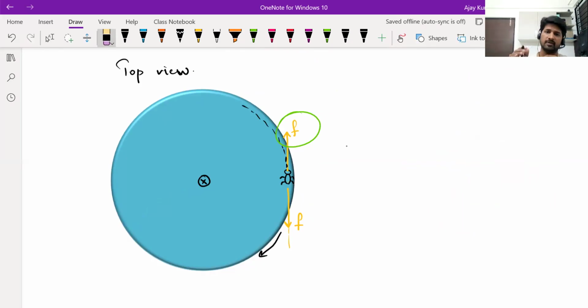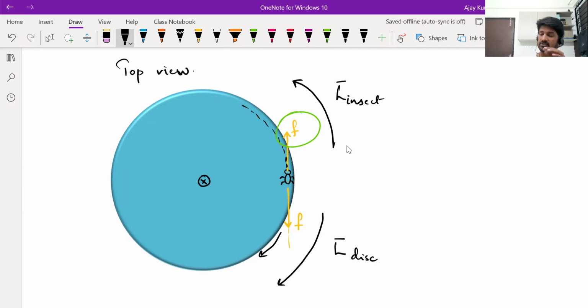It is moving in a curved path, no? Its line of action doesn't pass through the axis, so it is gaining angular momentum. Friction's torque is what helps the insect gain angular momentum. And in which sense is the insect gaining angular momentum? Anti-clockwise. Angular momentum of the insect is anti-clockwise like this. And angular momentum of the disk will be clockwise like this.